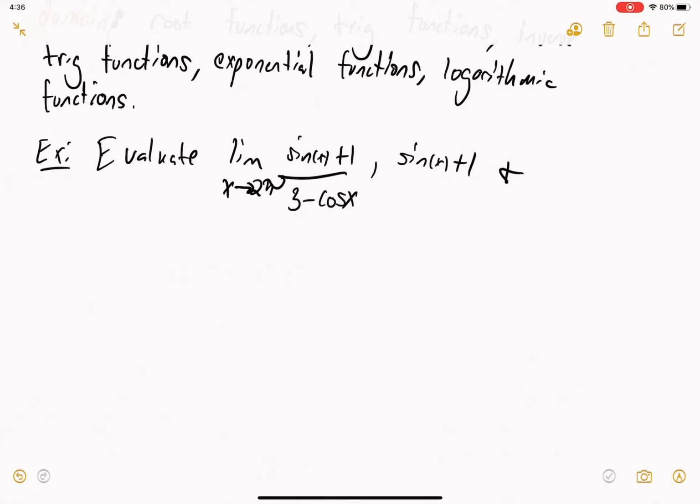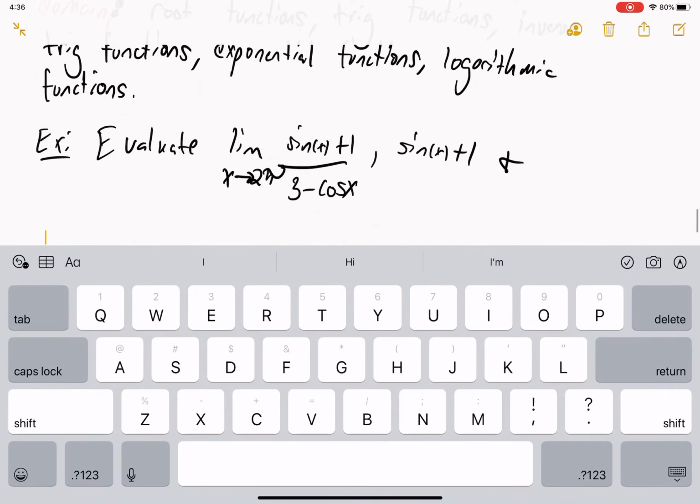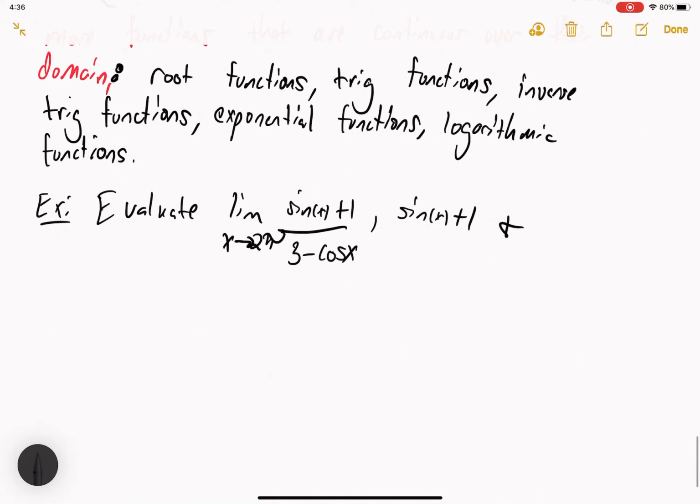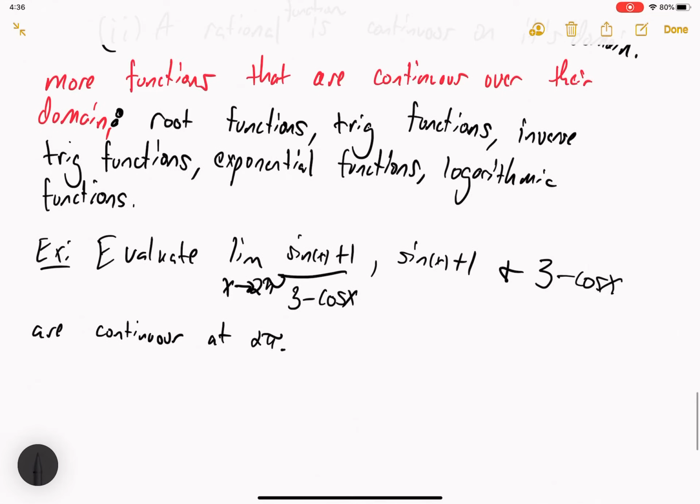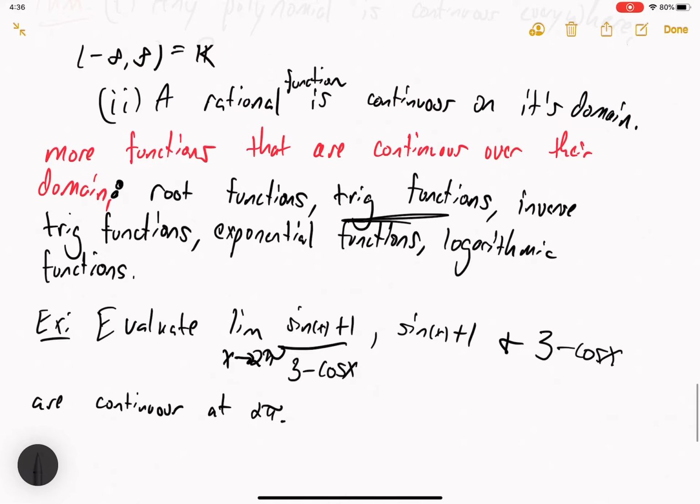Alright, so we have sine of x plus 1, and we have 3 minus cosine of x. Both are continuous at 2 pi. This comes from the previous theorem, that trig functions are continuous on their domain. You can plug in 2 pi into both of those, and therefore they are still continuous.